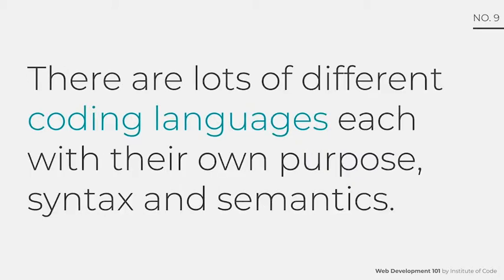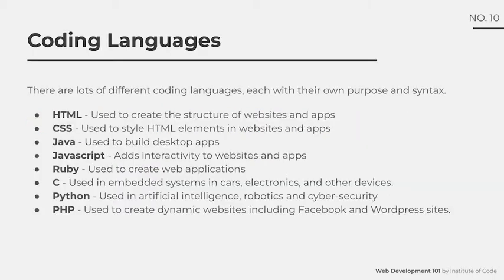There's lots of different coding languages that each have their own purpose, their own syntax, and their own semantics. So let's have a look at some of the different coding languages that you might have heard of. HTML creates the structure of websites and apps. CSS is used to style websites and apps. Java is used to build desktop apps. JavaScript adds interactivity to websites and apps. And fun fact, JavaScript and Java are completely unrelated.